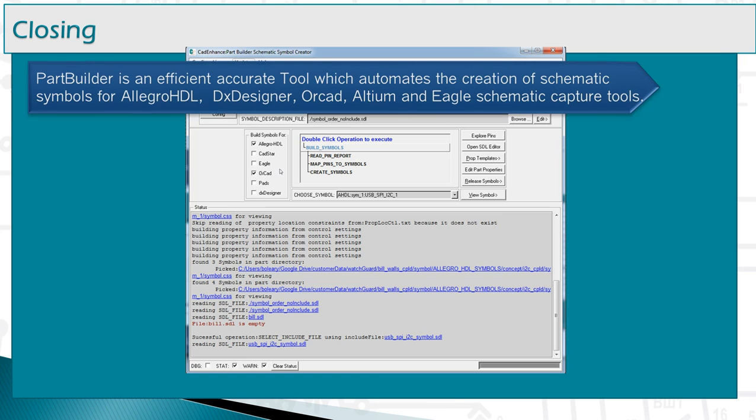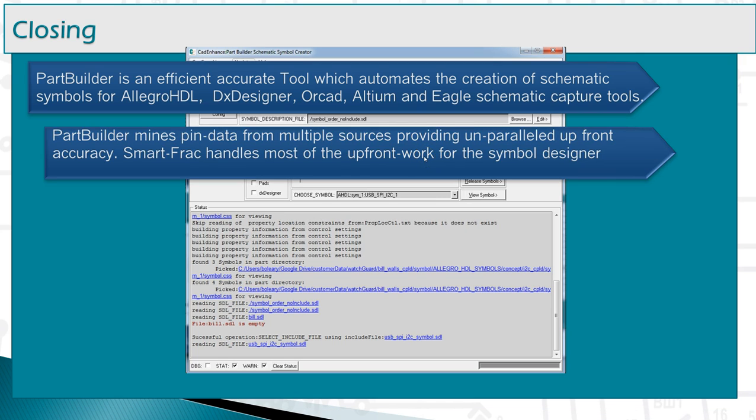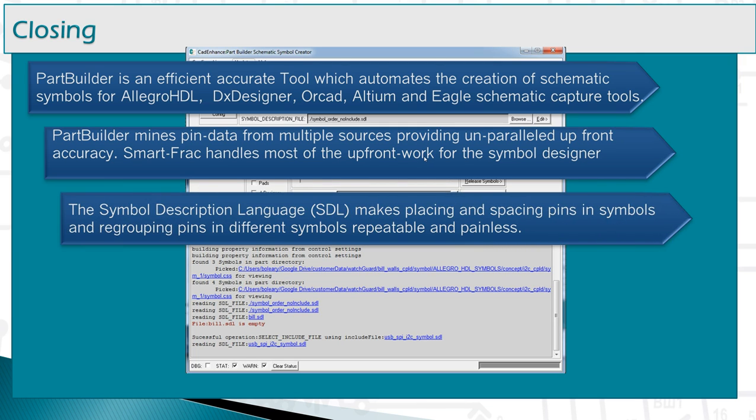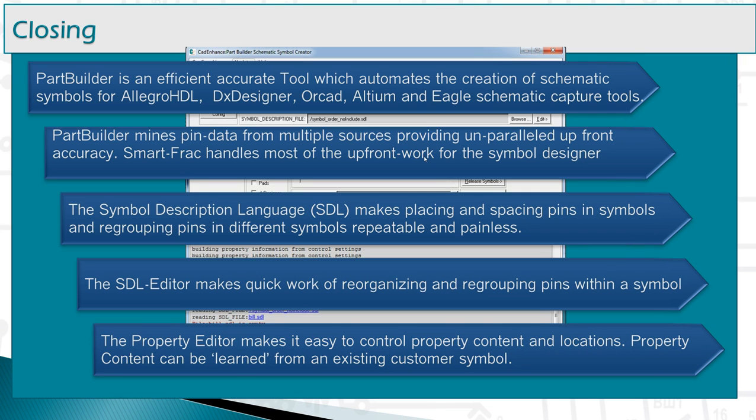In closing, PartBuilder is an efficient, accurate tool which automates the creation of schematic symbols for Allegro HDL, DX Designer, OrCAD, Altium, and Eagle schematic capture tools. PartBuilder mines pin data from multiple sources, providing unparalleled upfront accuracy. SmartFrac handles most of the upfront work for the symbol designer. The symbol description language makes placing and spacing pins and symbols and regrouping pins into different symbols repeatable and painless. The SDL Editor makes quick work of reorganizing and regrouping pins within a symbol. And the Property Editor makes it easy to control property content and locations. Property content can be learned from an existing customer symbol.